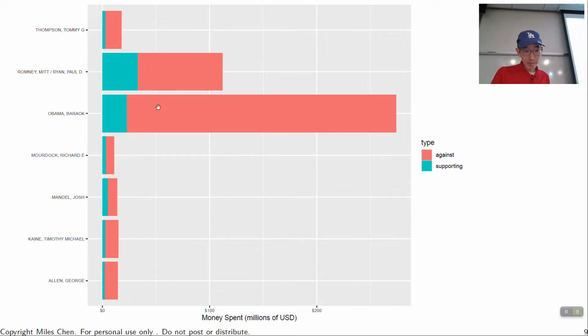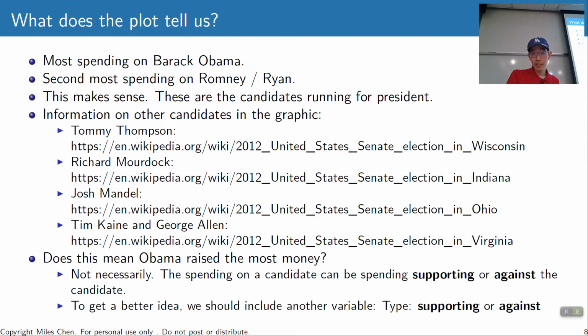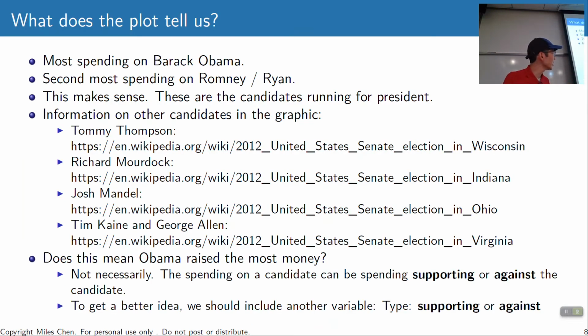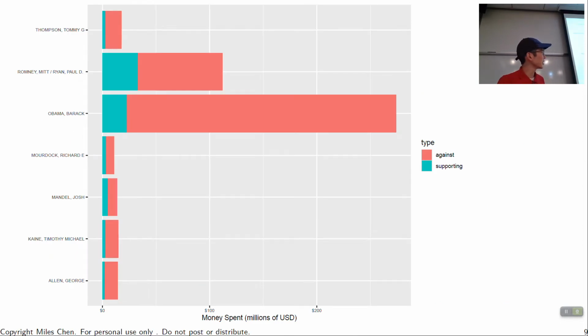Okay, and this is interesting, right? This reveals a lot of insight that the first graphic by itself did not. At first glance, it seems like Obama had more money, but in this case, we actually realize a lot more money was spent on Obama, but most of it was anti.